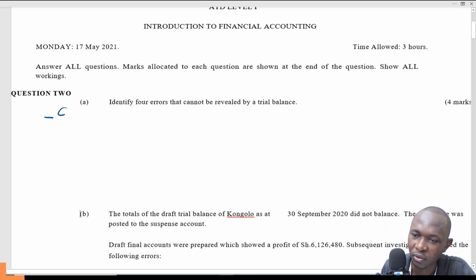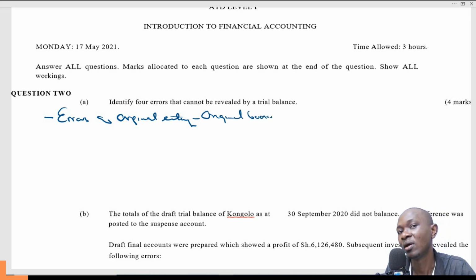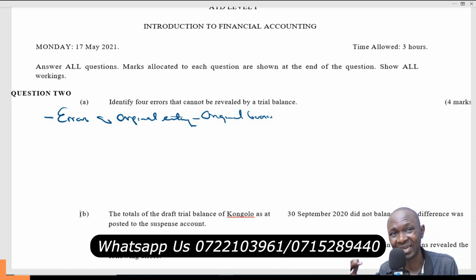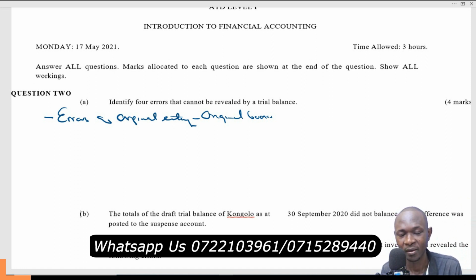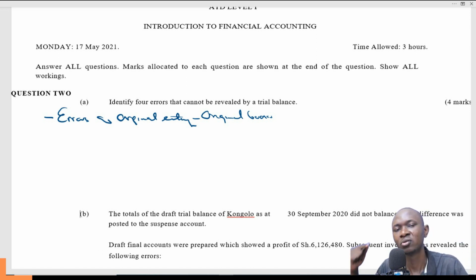Number 1, errors of original entry. If these errors were made in the original books, they will go all the way to the very end and the trial balance will not be able to detect them. Trial balance will detect when the debit and credit are not agreeing. But if the same figure we post on the debit side is the same figure we post on the credit side, then at the end it will still balance.